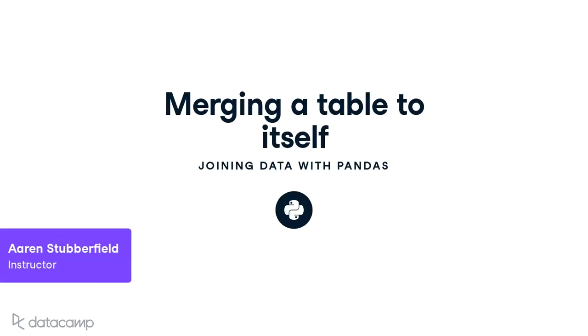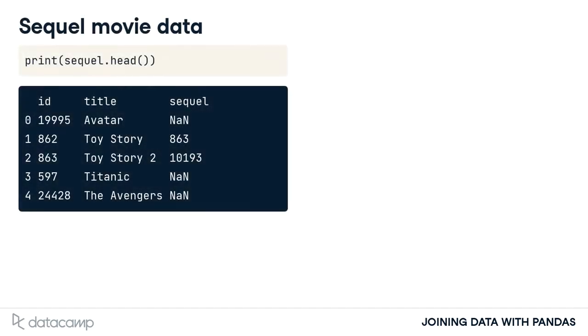Hello again. In this lesson, we will talk about merging a table to itself. This type of merge is also referred to as a self-join. So let's get started. When would you ever need to merge a table to itself?